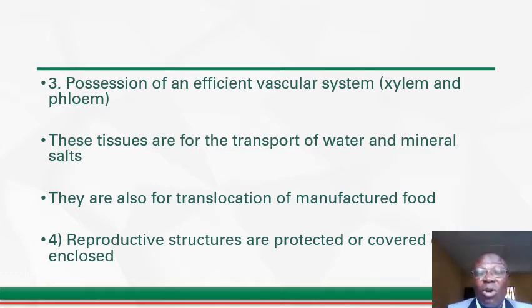The xylem is the one that conducts water from the ground to the different parts of the plant, while the phloem conducts the food that is manufactured in the leaves and distributes it to all parts of the plant, even to the root. They are also for reproduction, where they have efficient reproductive structures, which are usually protected or enclosed. As I've mentioned before, in the angiosperm they have enclosed seeds. It is one of the features that enable them to adapt to their life in a terrestrial environment.